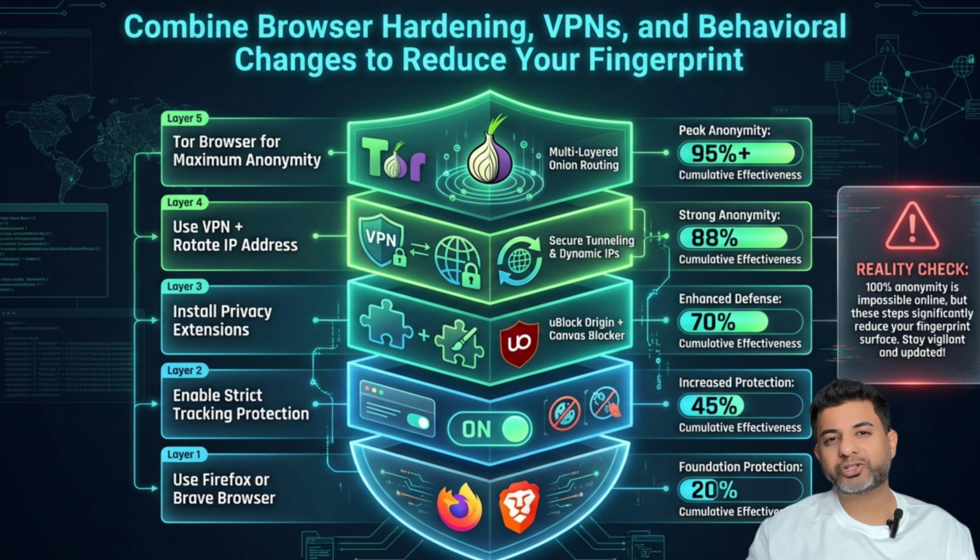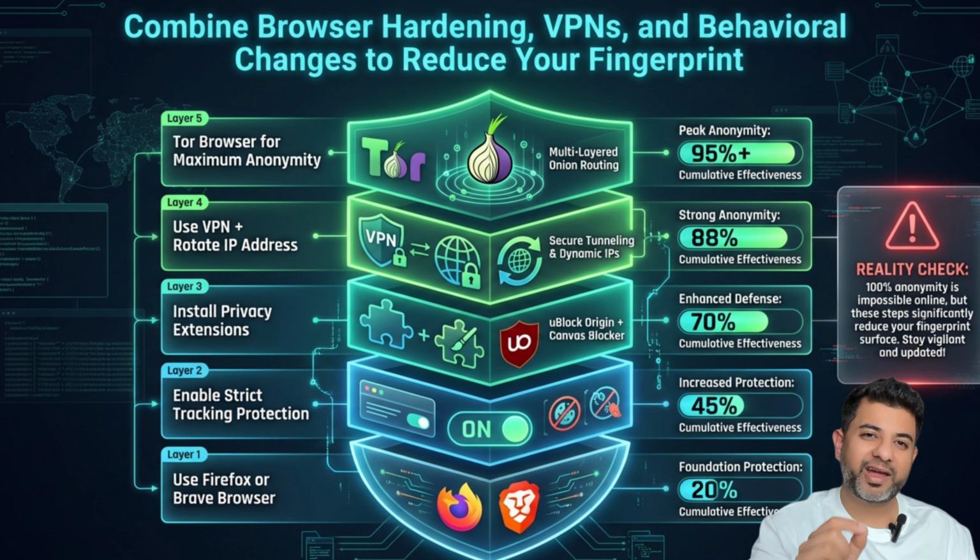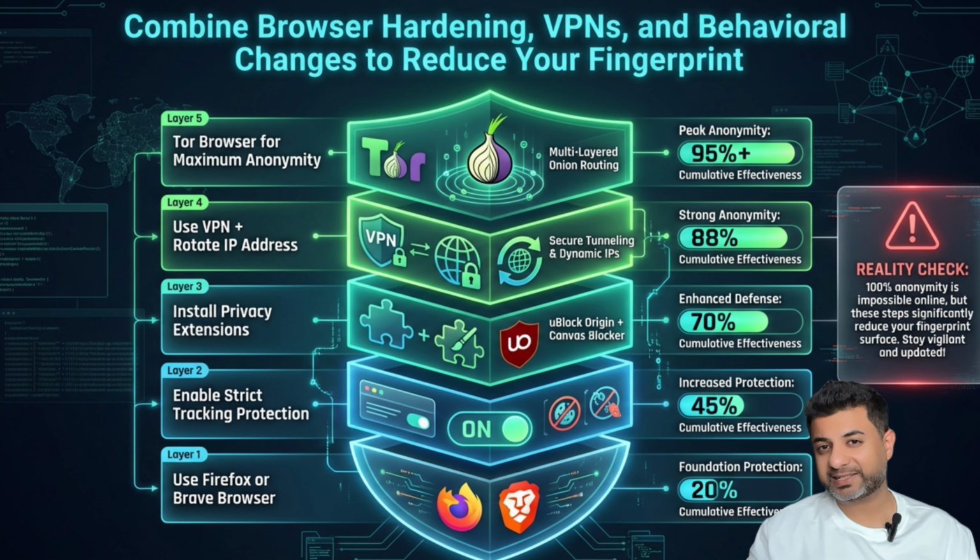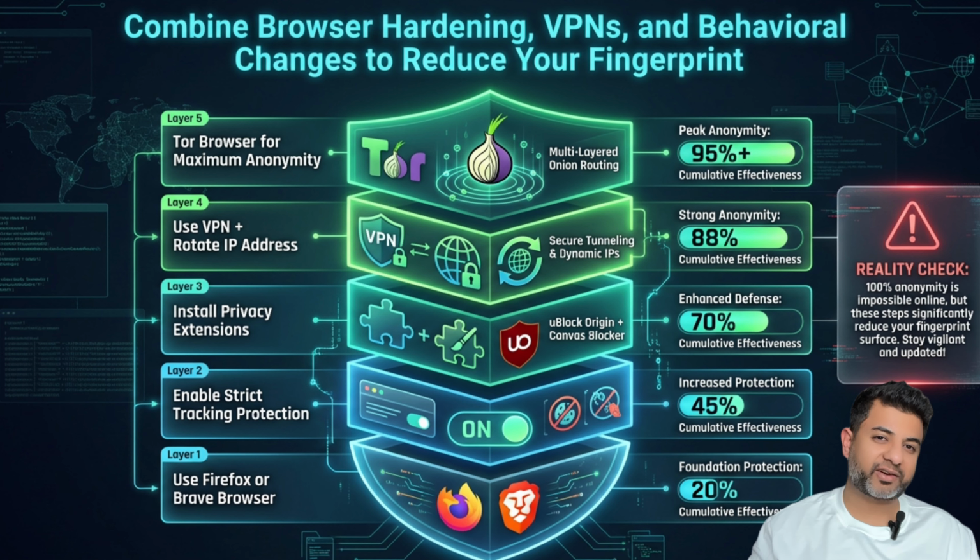So what can you actually do about this? There's no silver bullet, but here's a layered defense strategy. Layer 1. Switch to Firefox or Brave. Don't use Chrome or Edge for privacy-sensitive browsing. Layer 2. Enable strict tracking protection in your browser settings. This activates the most aggressive anti-fingerprinting measures. Layer 3. Install privacy extensions like uBlock Origin and canvas blockers. These add another layer of randomization.